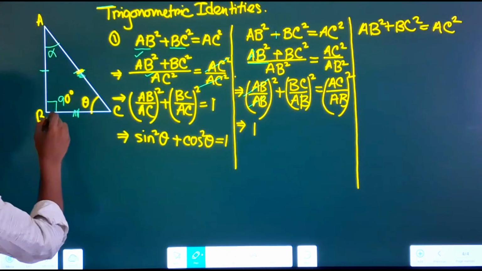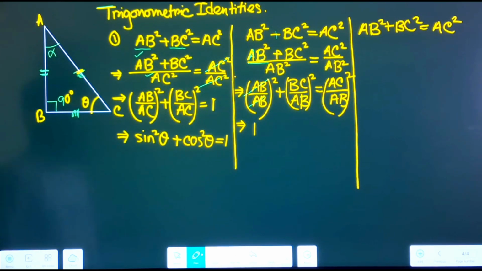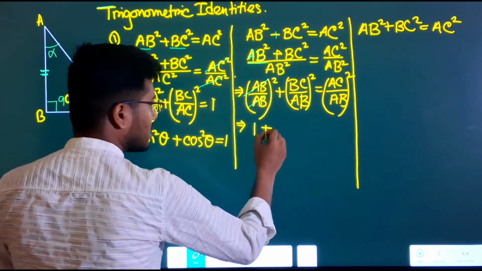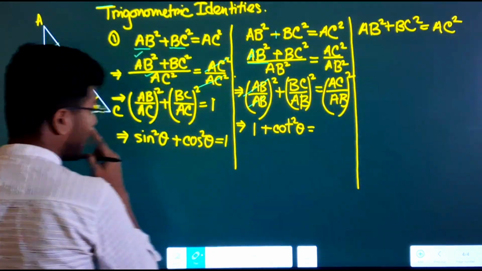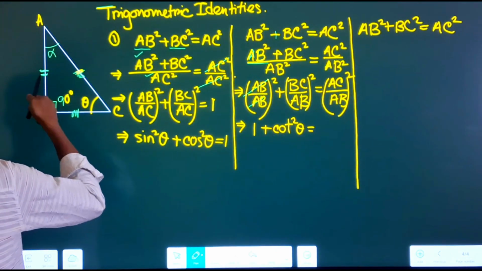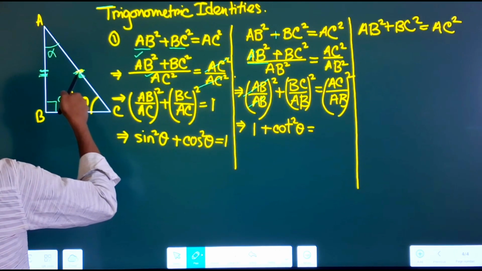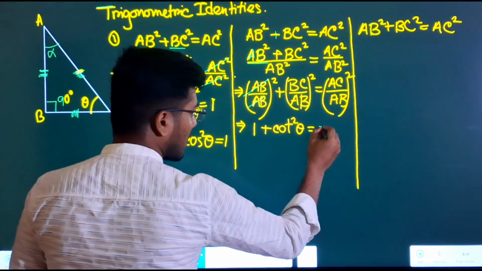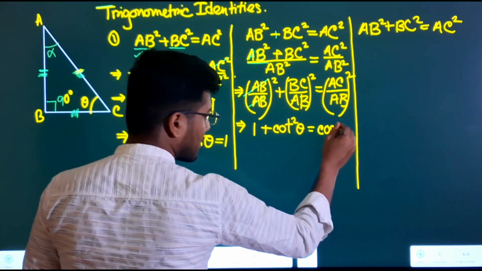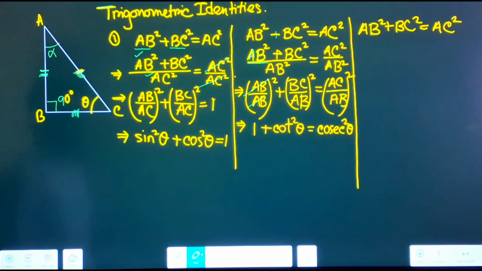BC by AB. BC means base, AB means perpendicular. Base by perpendicular, that means cot, so it is cot square theta. And AC by AB: AC means hypotenuse divided by perpendicular. Perpendicular by hypotenuse is sine theta, so hypotenuse by perpendicular is cosec theta. So we write cosec square theta. This is the second trigonometric identity.